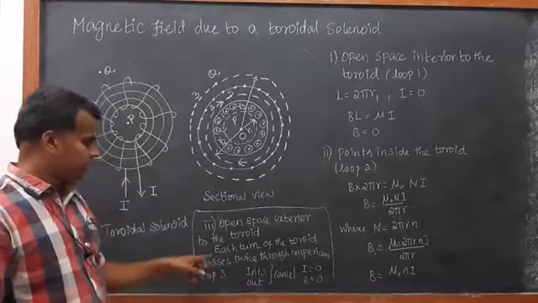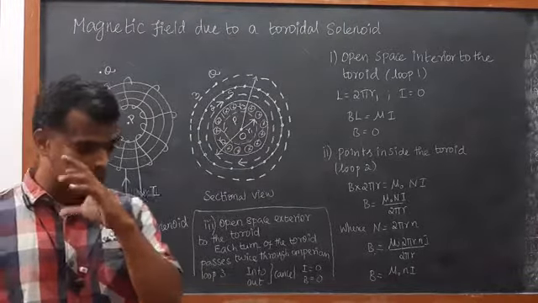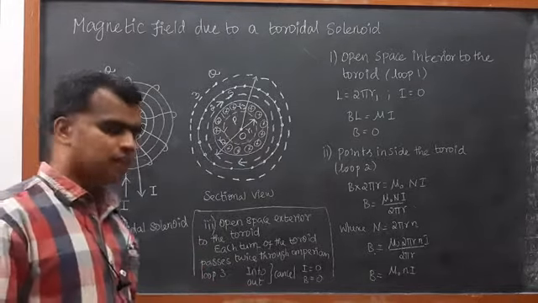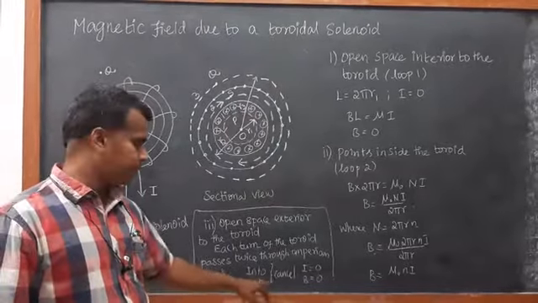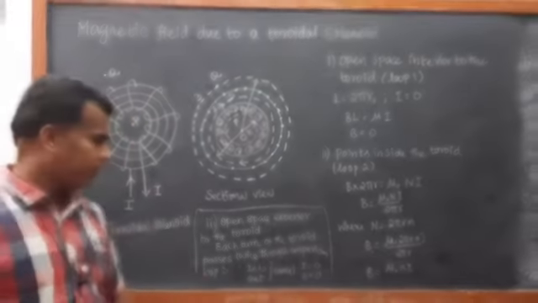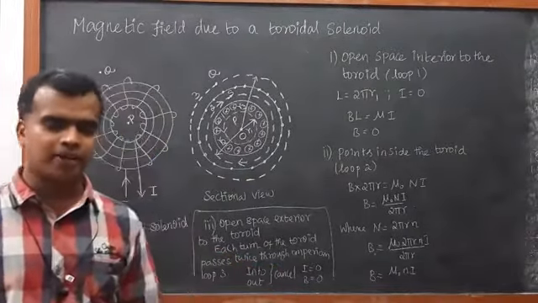Here I wrote: each turn of the toroid passes twice through Ampere loop 3, into and out of the paper. They cancel each other, therefore I becomes 0. Obviously the magnetic field becomes 0.